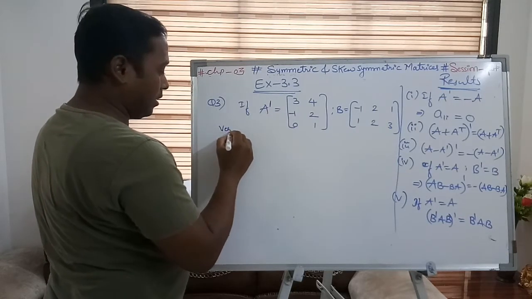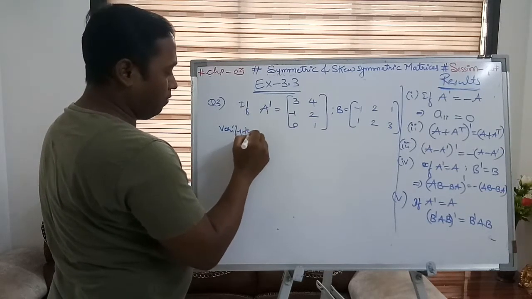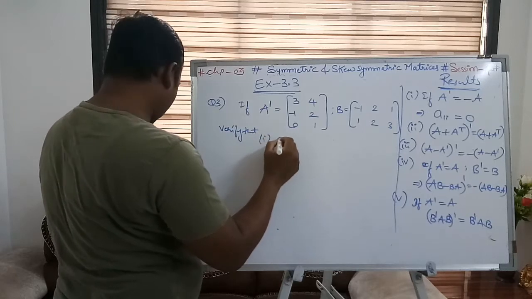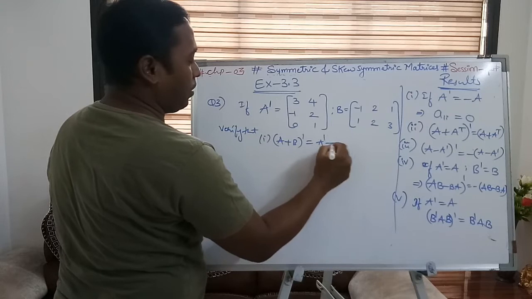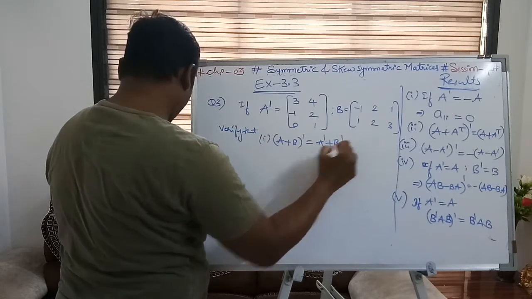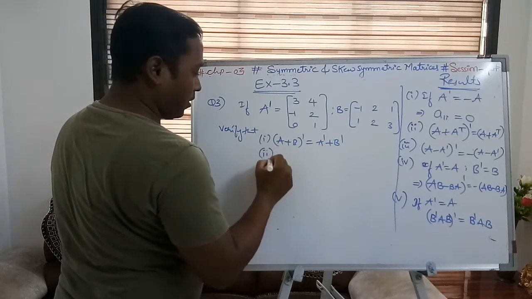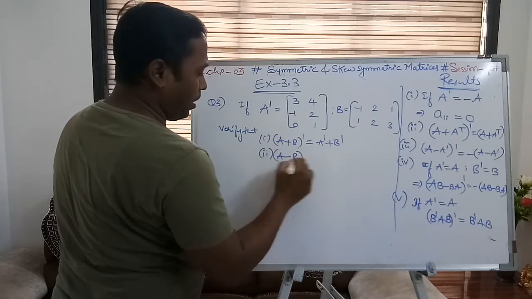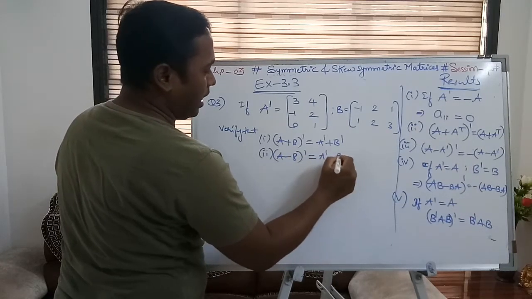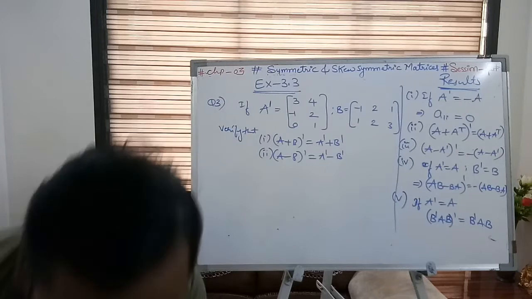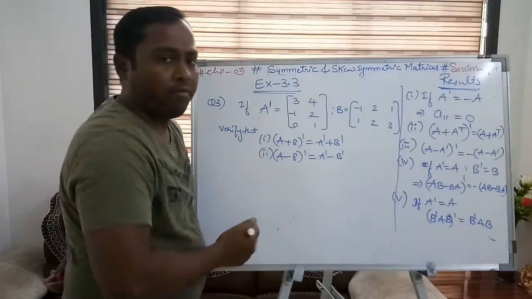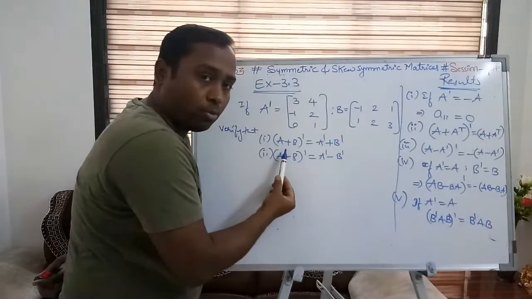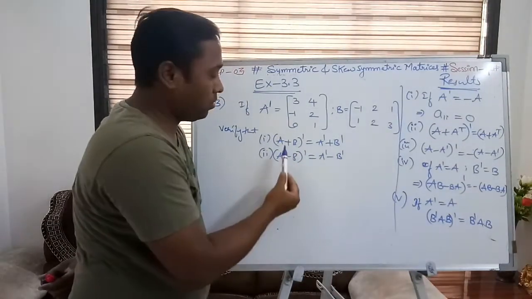Now verify that. What are they asking? Verify that the first part, A plus B whole dash is equal to A dash plus B dash. Second part, A minus B whole dash is equal to A dash minus B dash. Now see, this says we need to verify. Verify means we need to solve the left hand portion and the right hand portion.